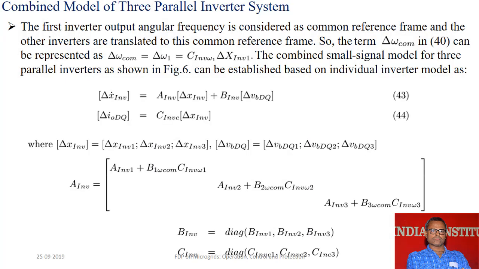So this is the combined model of the three inverters. I have shown the single inverter. Then after combining the three inverters, you'll get the combined model. Okay, this is the algebraic equation. This is the differential equation. Okay. So this is your A matrix for combined inverters, all the inverters combined together. This is a diagonal matrix, right? You can see. So this is the B matrix and C matrix.